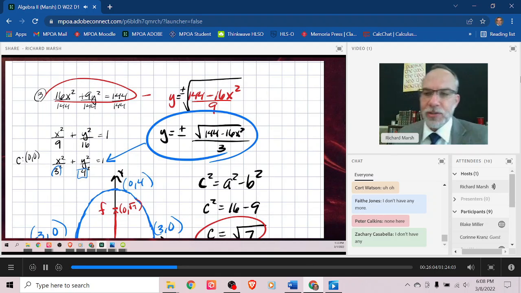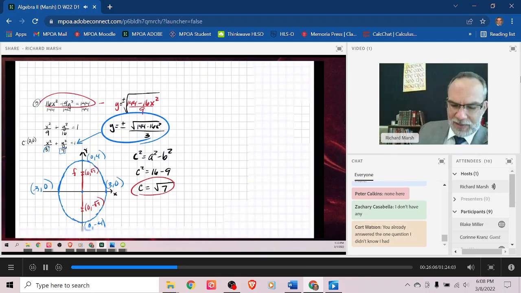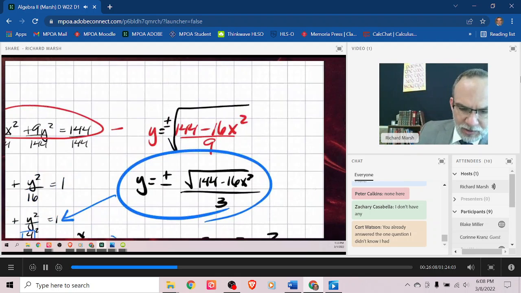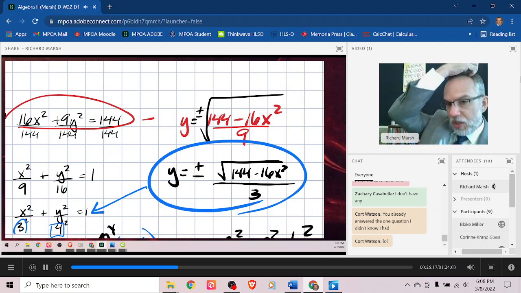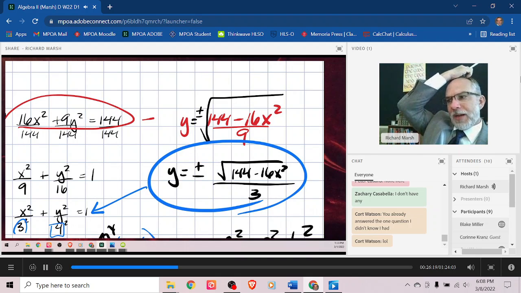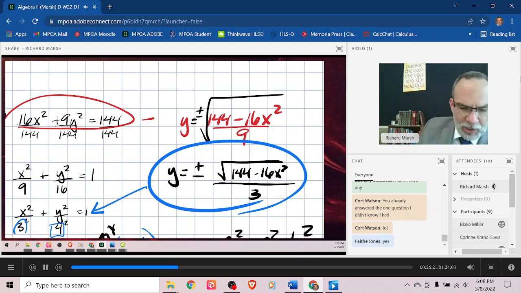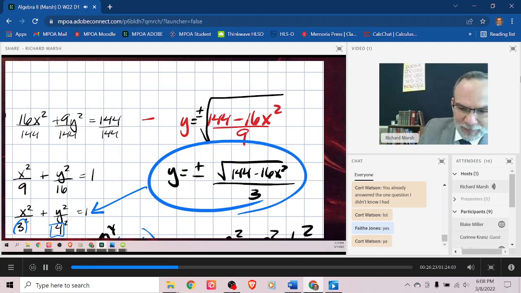I'm going to make a change. I think the best way to talk about this is just to do it. So I'm going to take this original equation right here, and I'm going to make one change. Do you remember how we started off with a circle and then I made a change? I made the coefficients different.